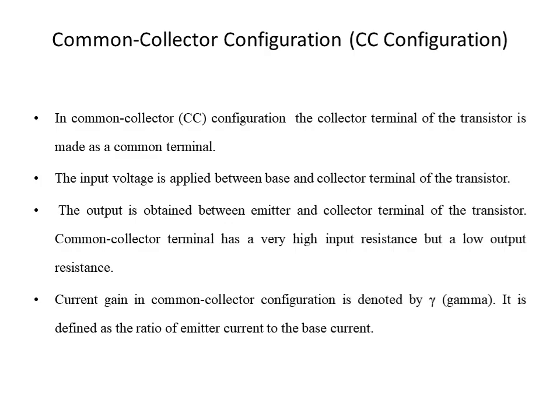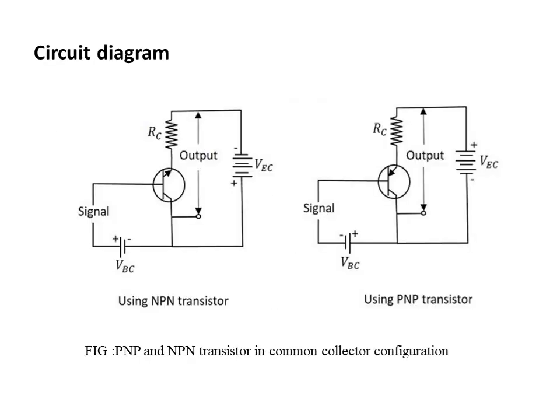Common collector configuration has a very high input resistance but a low output resistance. Current gain in common collector configuration is denoted by gamma. It is defined as the ratio of emitter current to the base current. The circuit diagram of PNP and NPN transistor in common collector configuration is shown here.